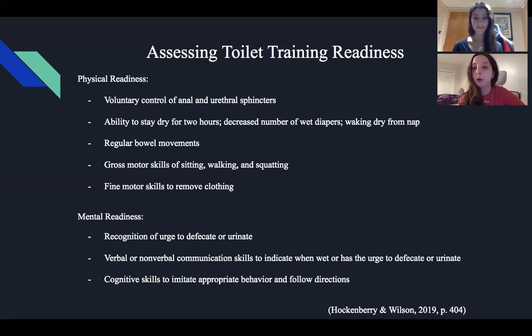So they'll be able to know when they have to go to the bathroom. They'll have verbal or non-verbal communication skills to indicate when wet or when they have the urge to defecate or urinate. So they'll be able to show the parent in some way that they either have to use the bathroom or that they need to be changed, or that they're ready to go, as well as having cognitive skills to imitate appropriate behavior and follow directions.